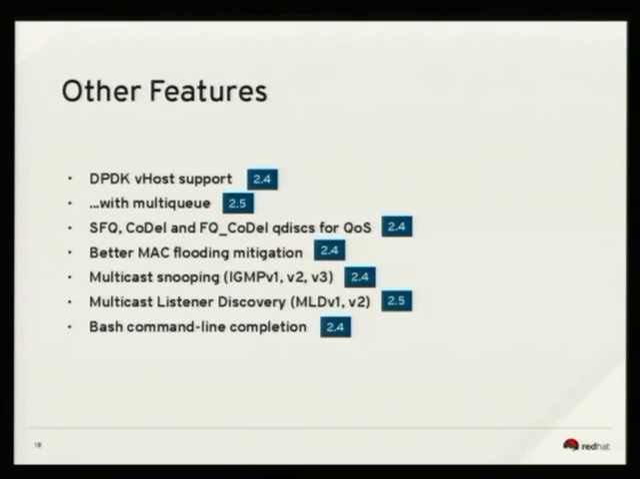There's a bunch of other features that I won't cover. You can read about them, like DPDK vHost support in OVS 2.4 that speeds up handling of the packets from OVS to VMs. You no longer have to go through the kernel; you can go directly to QEMU. Since 2.5, even with multi-queue for vhost-net, there is more QoS support, more Linux kernel qdiscs supported, MAC flooding mitigation implemented, multicast snooping, MLD, and bash command line completion, which is very nice, finally in 2.4, and so on. So I'm almost out of time. We have like 2 minutes for questions, I think.